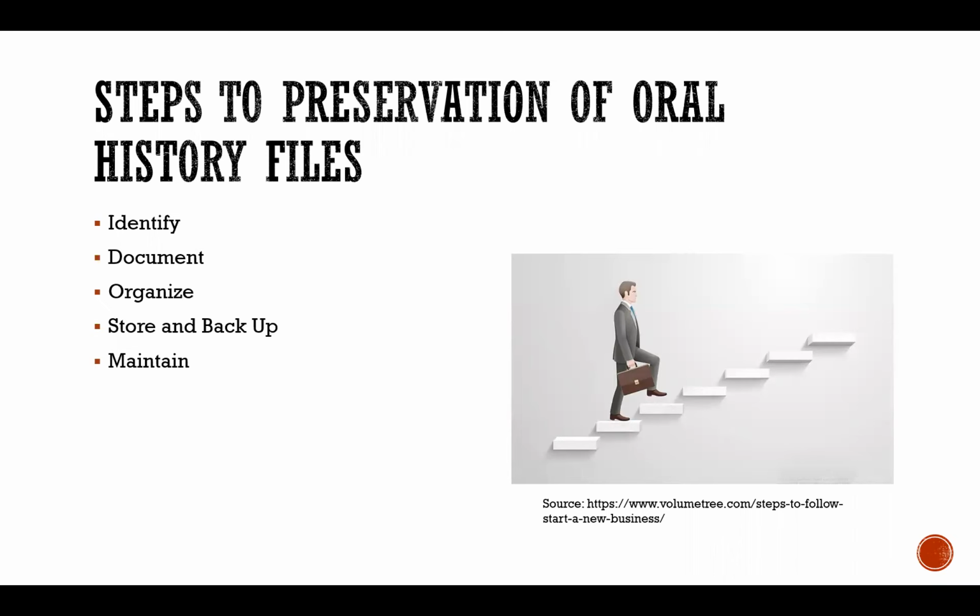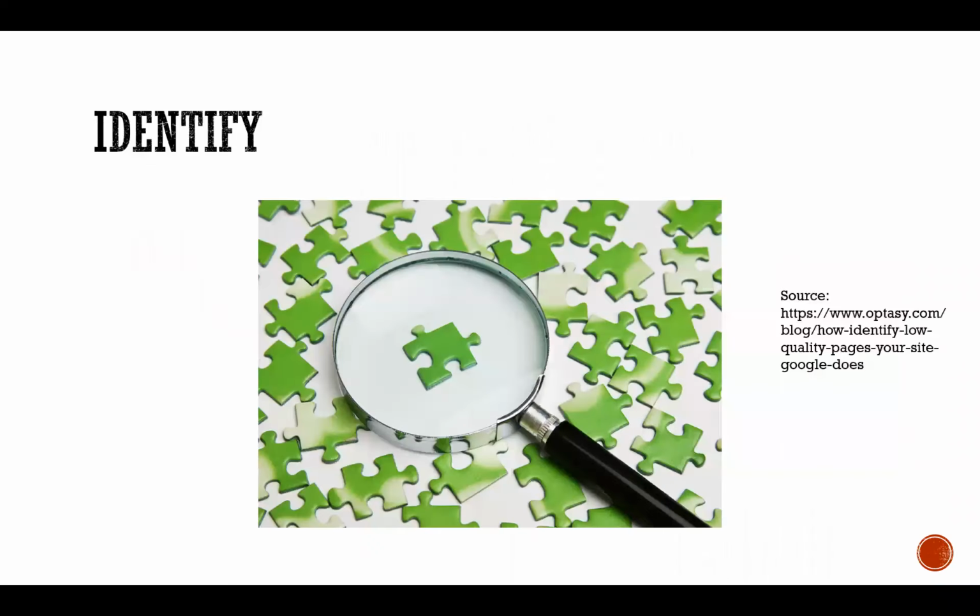And there are also, I think, 5 general steps that you can take to make sure all of these 5 areas are taken care of. So this is really, I think, more practical than the more systematic talk, the theory behind digital preservation systems. So the 5 steps are identify, document, organize, store and backup, and finally maintain. And we're going to talk about each of those in turn.